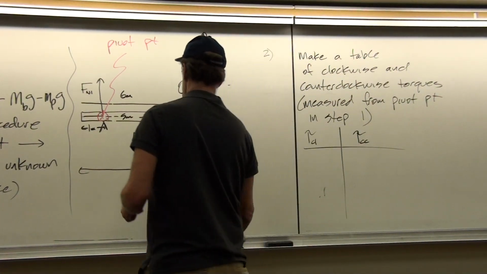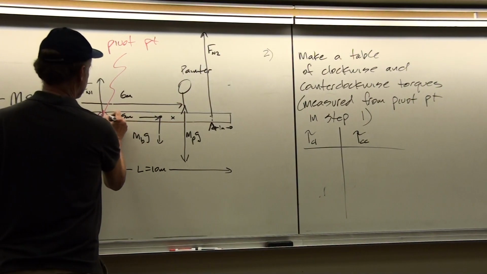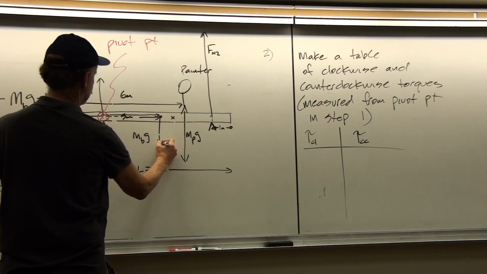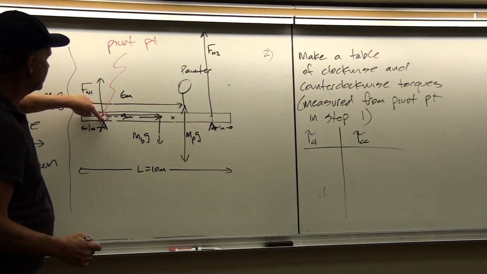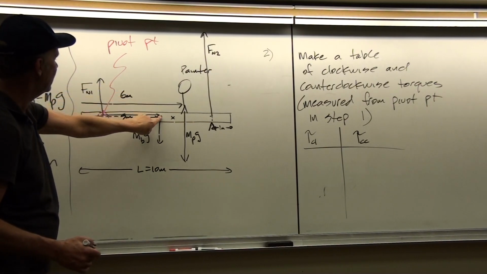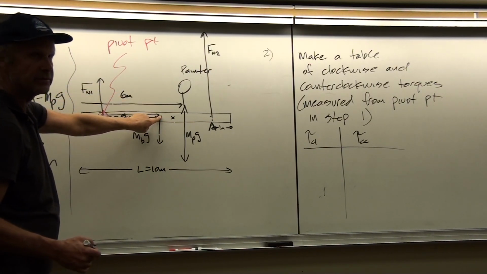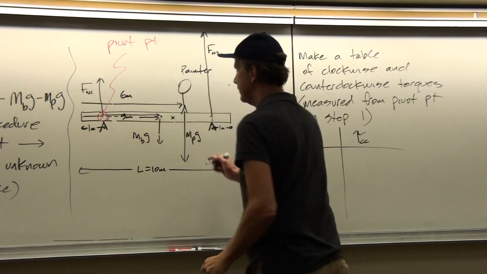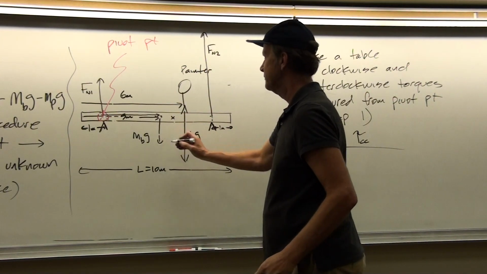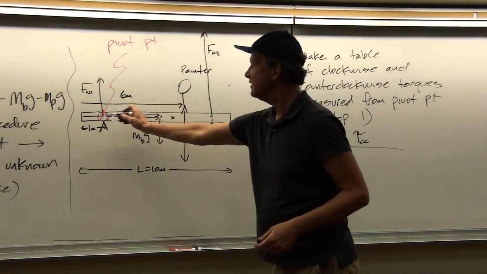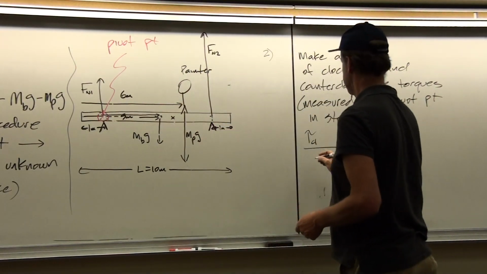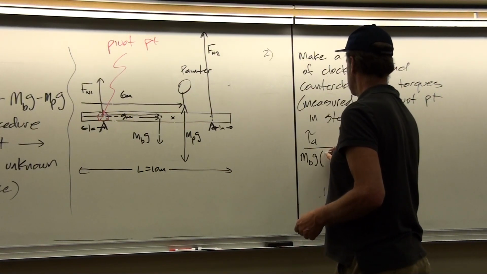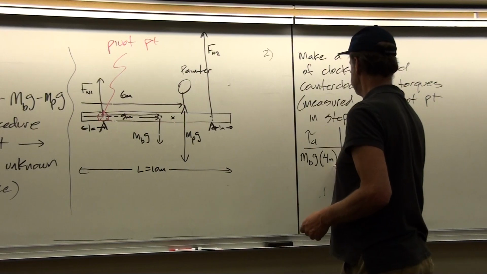So the clockwise torque for the mass of the beam is going to be this radius vector times this weight. Okay? And that's about this 1 meter position. And so this distance then is going to be 4 meters. Okay? And the weight vector from the center of mass is pointed perpendicular to that 4 meter displacement vector. So I'll write this as m, mass of the beam, times g times the radius vector, which is 4 meters.